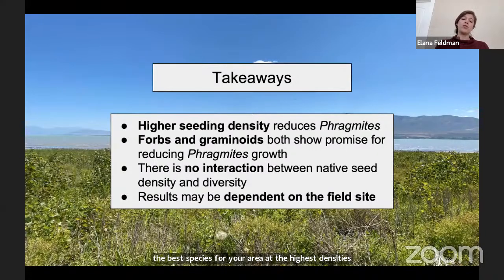And again, these results are going to be dependent on the field site. So the types of plants you should be planting, as well as the exact density you should be planting at, is going to be specific for each wetland. So again, if you can afford to take a year, do a small experiment on different sections of your wetlands, that's going to help you figure out what you should really be planting.